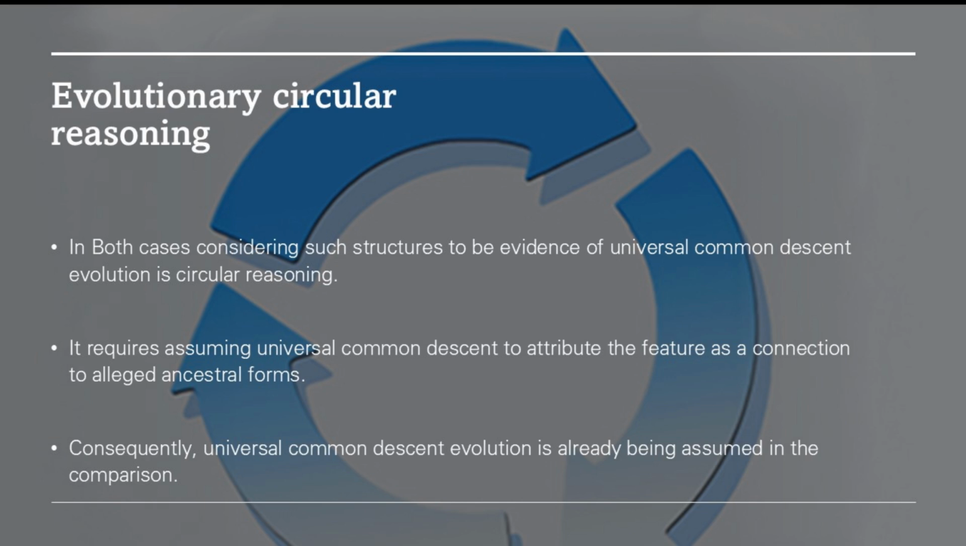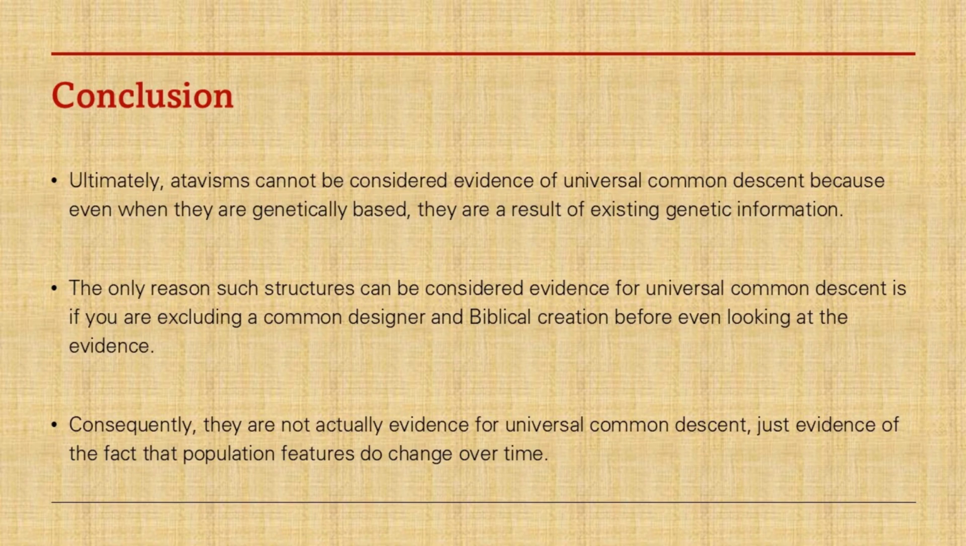In both cases, considering such structures to be evidence for universal common descent evolution is circular reasoning. It requires assuming universal common descent to attribute the features as a connection to alleged ancestral forms. Consequently, universal common descent is always being assumed in the comparison. Ultimately, atavisms cannot be considered evidence for universal common descent because even when they are genetically based, they are a result of existing genetic information.